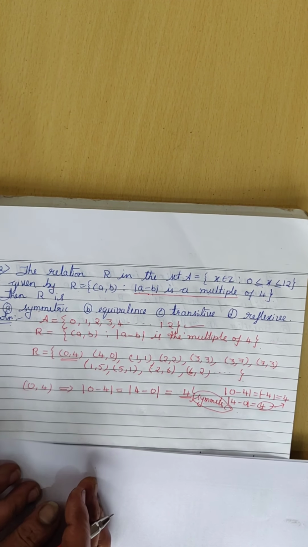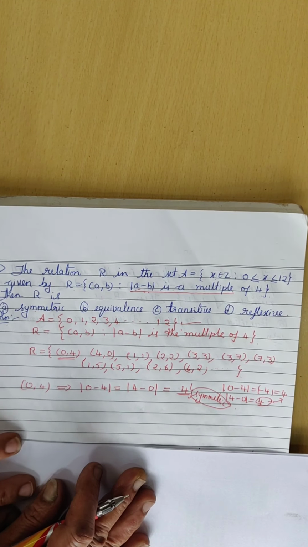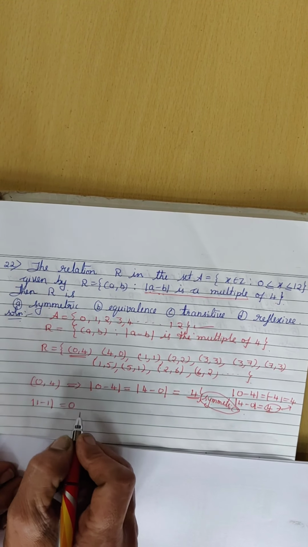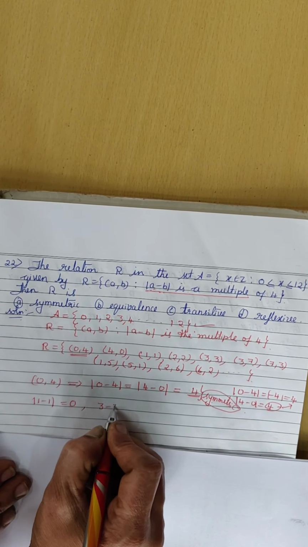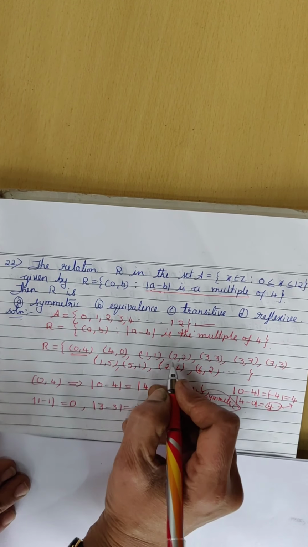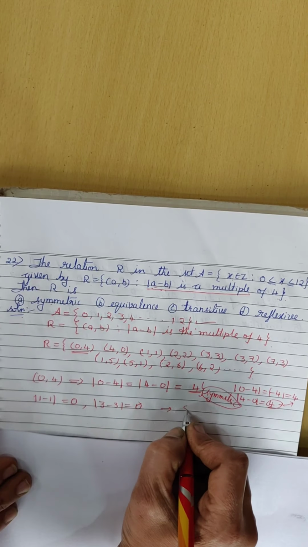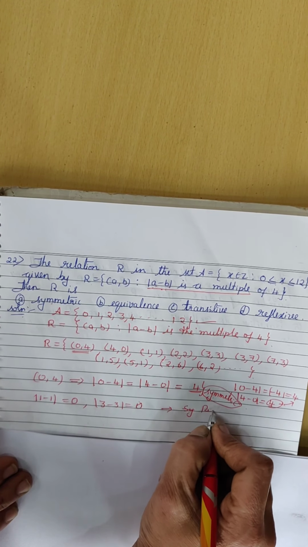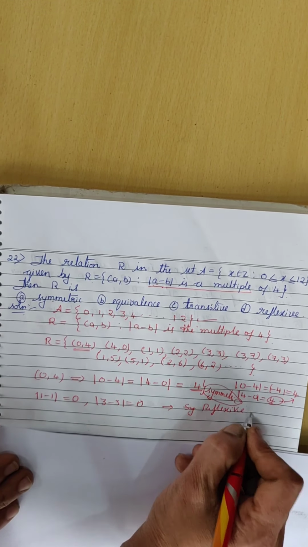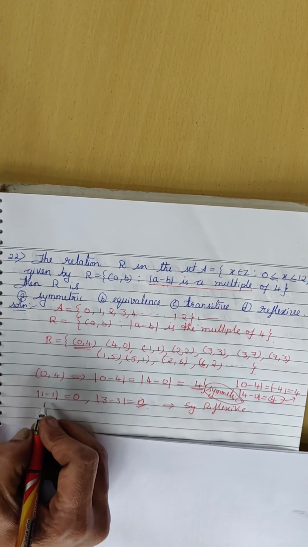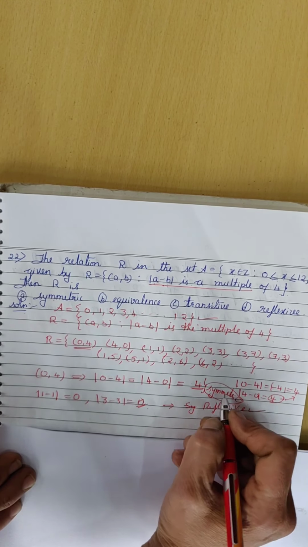Now let us take a look at the reflexive relation. That is 1 minus 1 equal to 0, then 3 minus 3 equal to 0, and 2 minus 2 is equal to 0. Means it is reflexive, because 0 is a multiple of 4, right? So this is reflexive, this is symmetric.